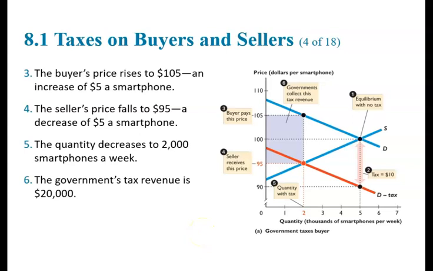So essentially the burden of tax on buyers and sellers in this case is equal. Both are sharing the same burden, which is $5 each out of a total of $10 of tax. Now obviously the burden can change because of different factors, and we will take a look at those factors in some of the later slides in this lecture.